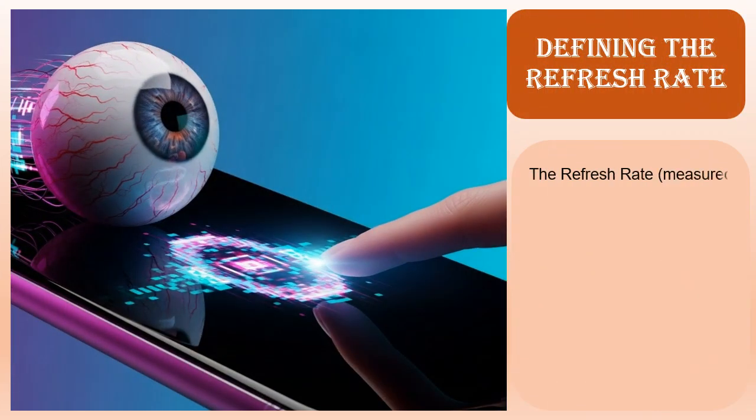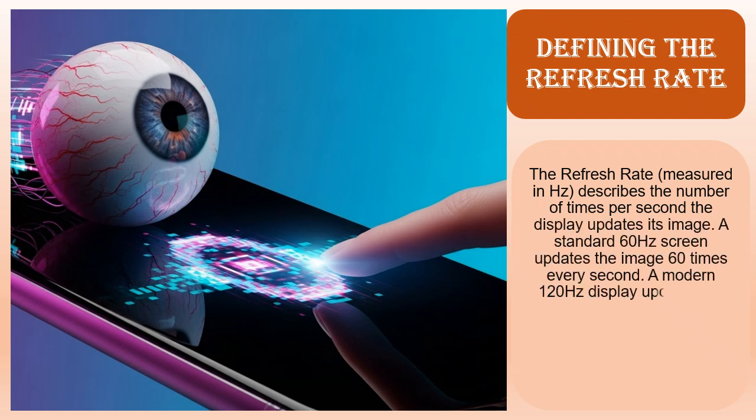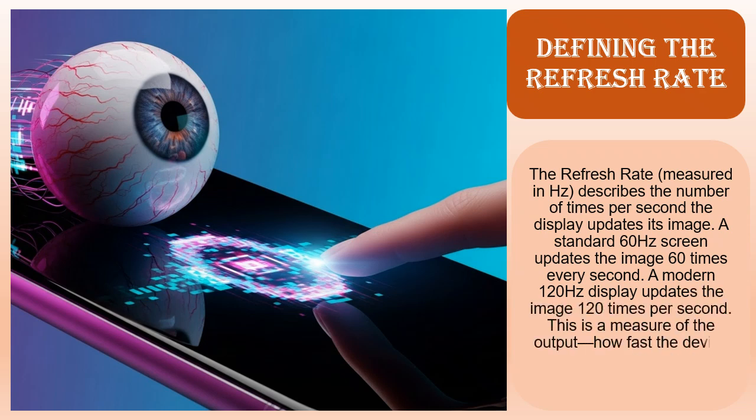Defining the refresh rate. The refresh rate, measured in Hertz, describes the number of times per second the display updates its image. A standard 60 Hz screen updates the image 60 times every second. A modern 120 Hz display updates the image 120 times per second. This is a measure of the output, how fast the device can present new visual data to the user.